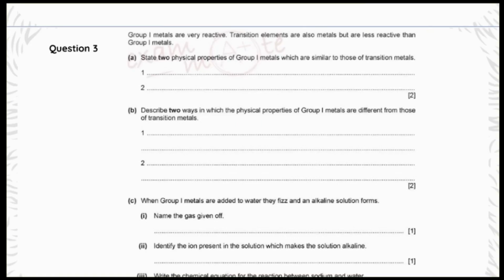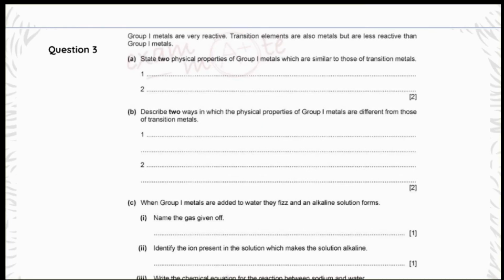Hello everybody, this is module 10, the metals module. This is monster paper 4 and it is question 3. So group 1 metals are very reactive, yes they are. Transition elements are also metals, but they are less reactive than group 1 metals. So you see this and you're going to know straight away and they're going to ask you to compare the two. State 2 physical properties of group 1 metals which are similar to those of transition metals.